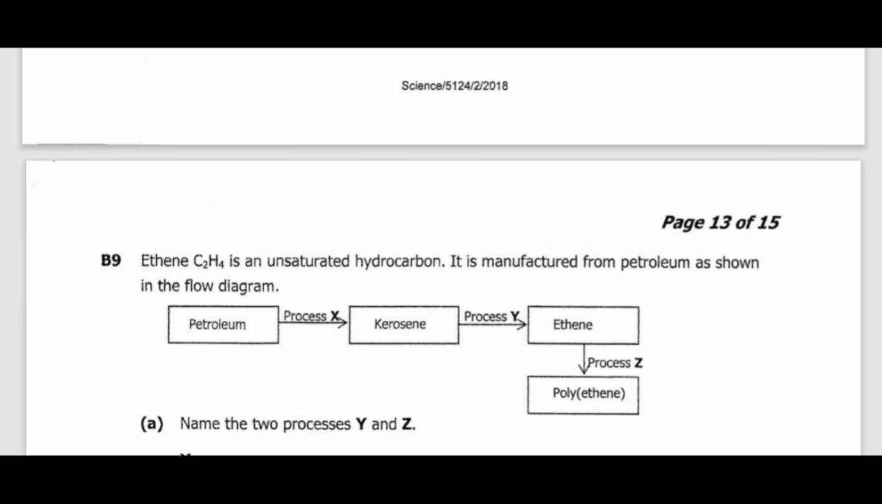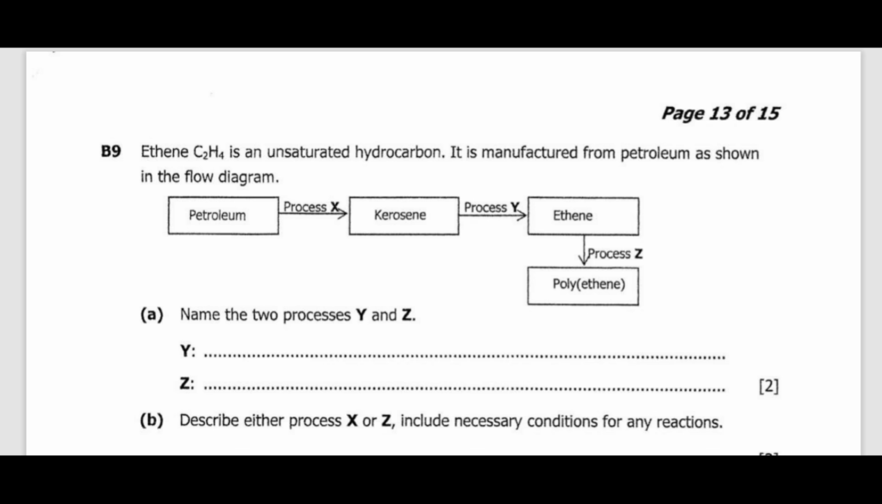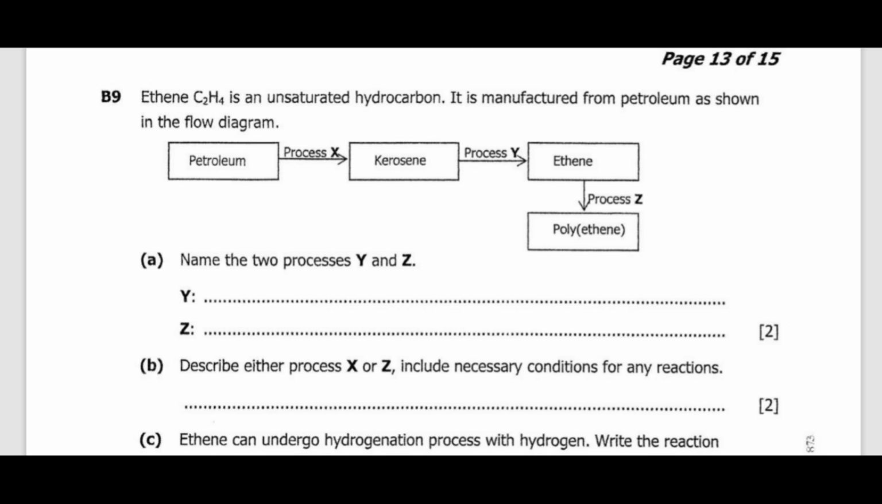Move on to question 9 here. Ethene, C2H4, is an unsaturated hydrocarbon. It is manufactured from petroleum as shown in the flow diagram. So we have petroleum, process X, then kerosene, process Y, ethene, process Z, polyethylene.